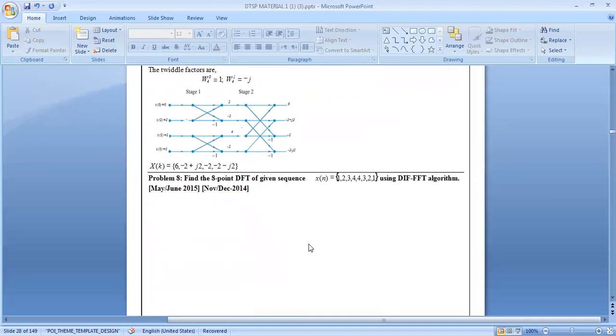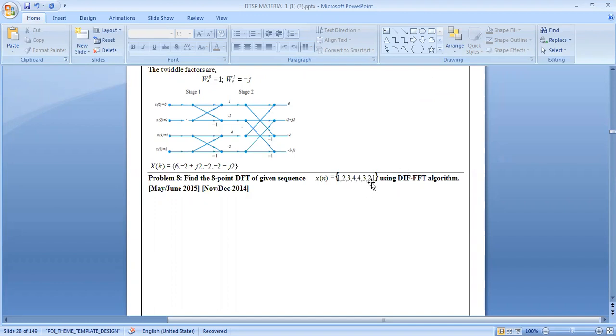The next we will be looking at is the DIF algorithm, and how to compute the DFT sequence using it. Next we are going to see how to compute the 8-point DFT of the sequence 1, 2, 3, 4, 4, 3, 2, 1 using the DIF FFT algorithm.